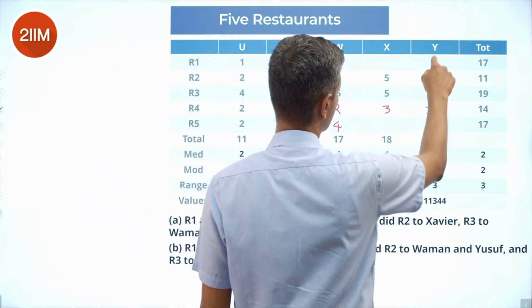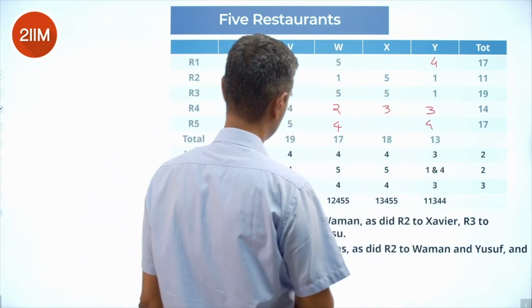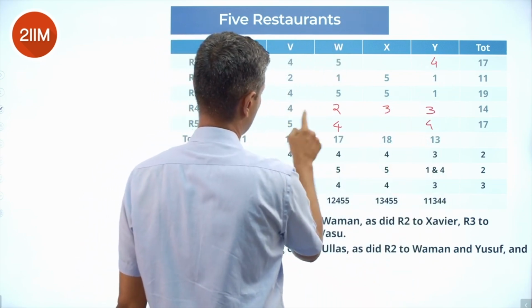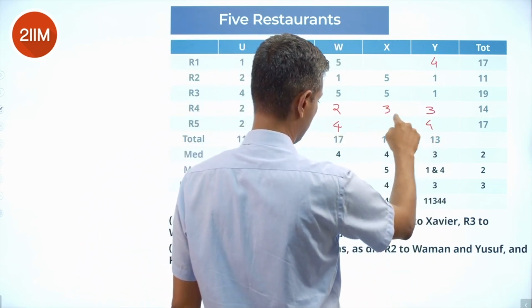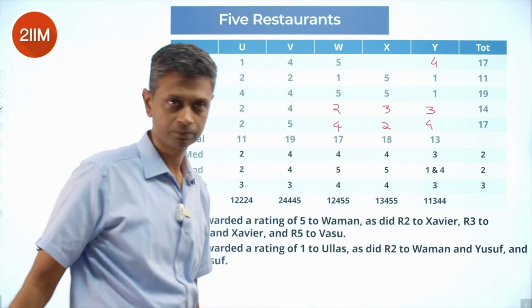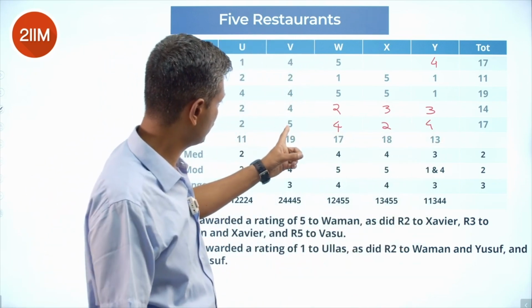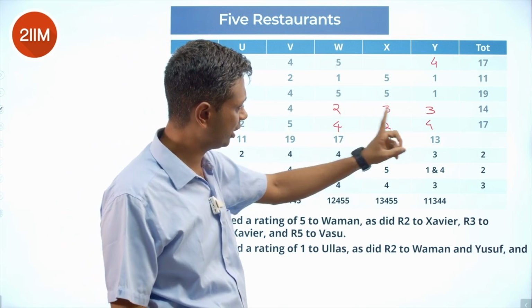This should be a 4. 2 plus 5 is 7, plus 4 is 11, plus 4 is 15. This should be a 2. We don't have a 2. So 2 plus 5, 7, plus 4, 11, plus 2, 13, plus 4, 17.